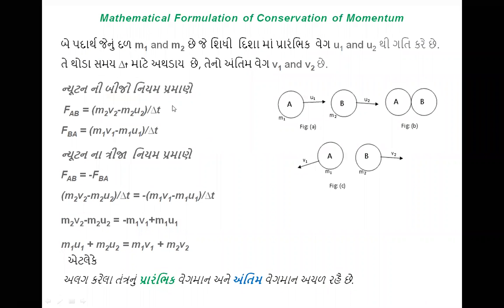The same thing for the Gujarati medium students: you can write the things in Gujarati, but the definition of the force which we are using from the second law, F is equal to m2v2 minus m2u2 upon delta t, you have to write in English only. And at the end you can say that the total momentum of an isolated system remains constant.